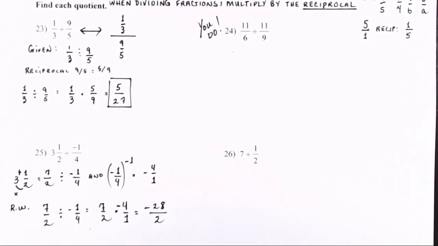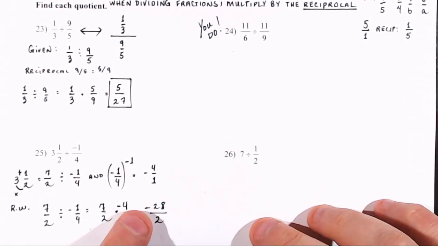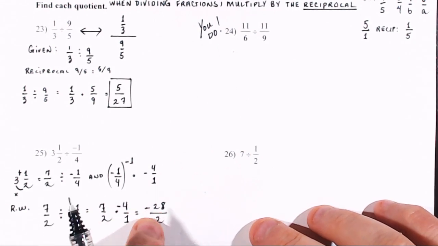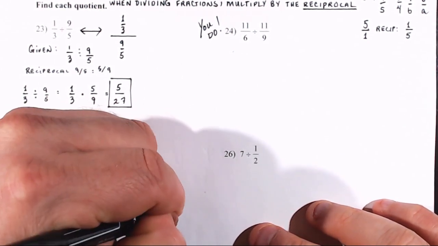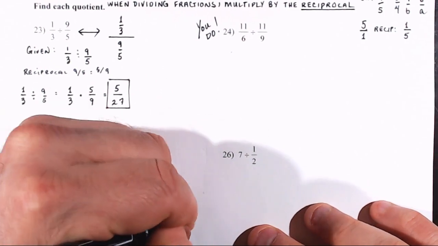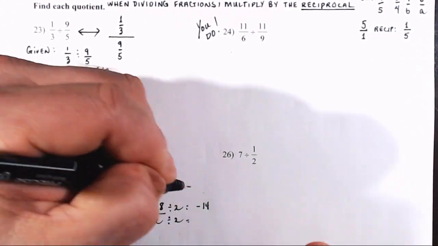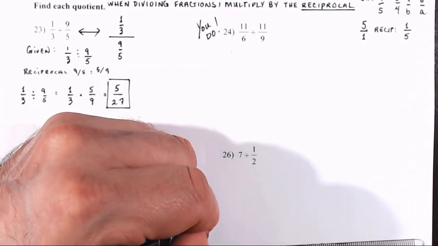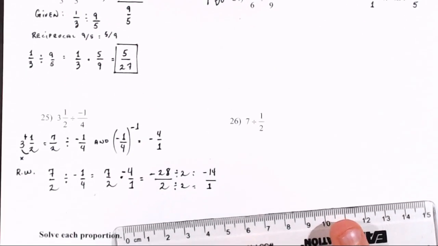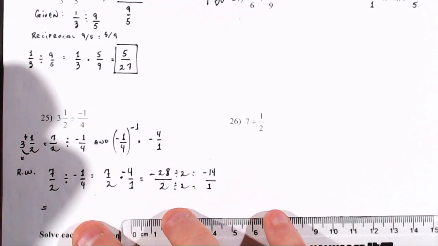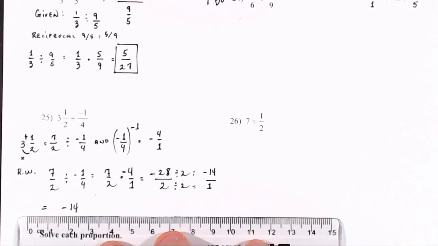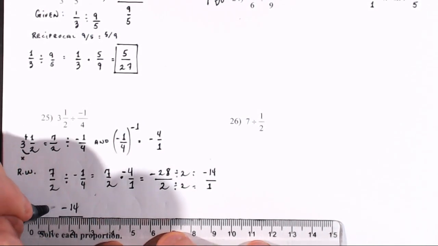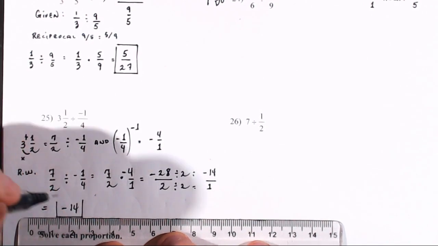And we have to ask ourselves, is this in the most reduced form? Well, no, because 2 is a factor of 28 and 2 is a factor of 2, so we divide the top and the bottom by 2, the greatest common factor, and we get -14 over 1, which is just equal to -14. So -14 is the quotient of 3 1/2 divided by -1/4.